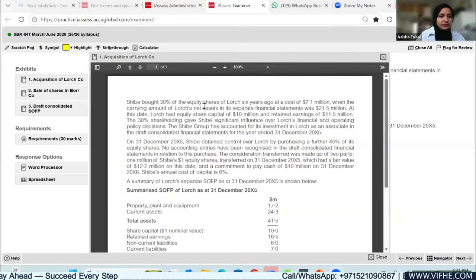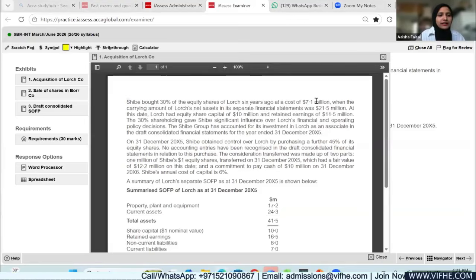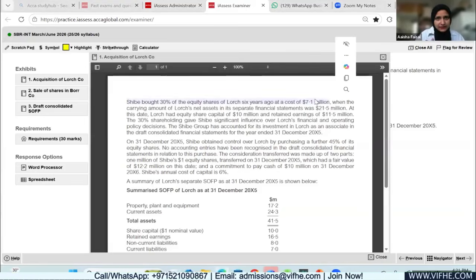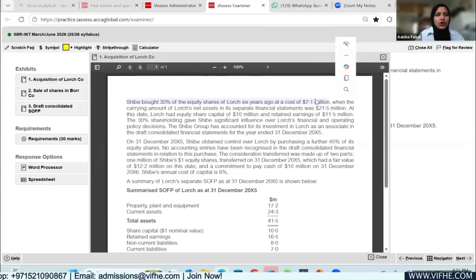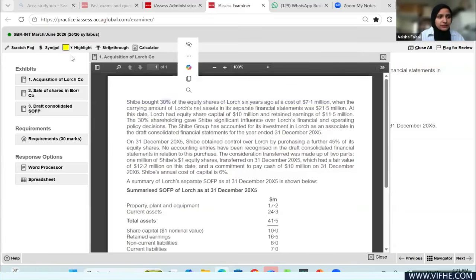Shibe bought 30% of the equity shares of Lodge 6 years ago at a cost of 7.1 million. At this point, I don't know if it's a step acquisition because I have read this question, I am aware. But when you are sitting in the exam hall, for you the exhibit title was only acquisition of investment or acquisition of shares in Lodge. It did not mention if it's a step acquisition or if it's going to turn into a subsidiary. So for you, you know that at the start, 30% shares were taken in Lodge, 6 years ago at a cost of 7.1 million.